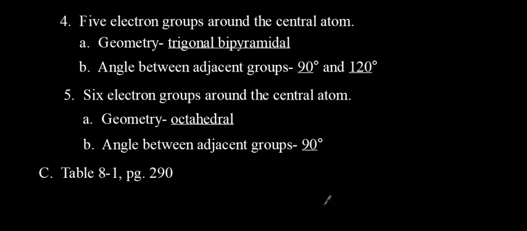5 electron groups on the central atom. Let's take a look at what that looks like. So again, this could be 5 bonds, or 4 bonds and 1 lone pair, or 3 bonds and 2 lone pairs. So 5 electron groups on the central atom. The geometry is trigonal bipyramidal this time. Here we have 2 different angles between adjacent groups. If you look in the textbook, I'll give you a page to reference when we talk about molecular geometries. We have 2 different angles to look at here, so let me show you.